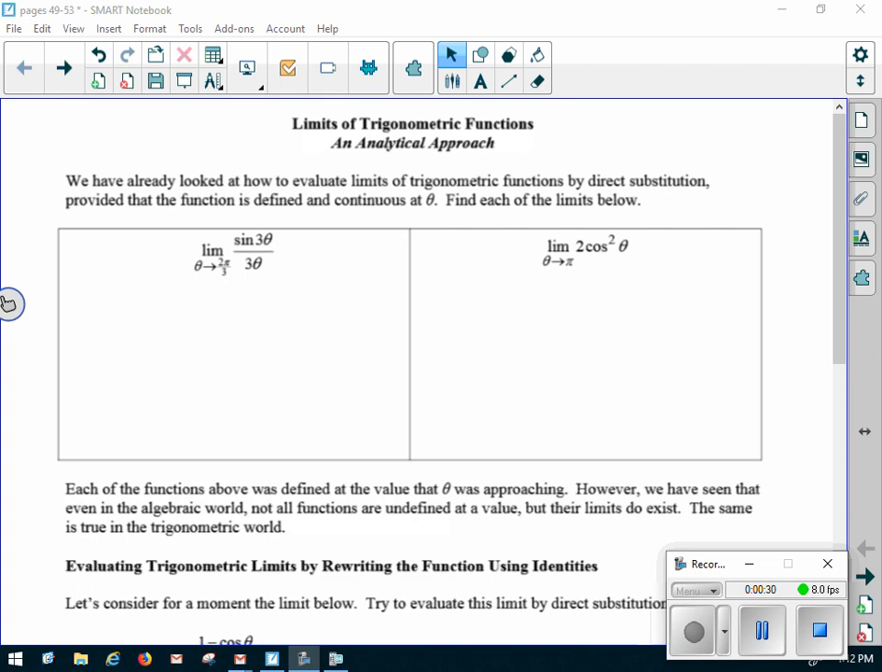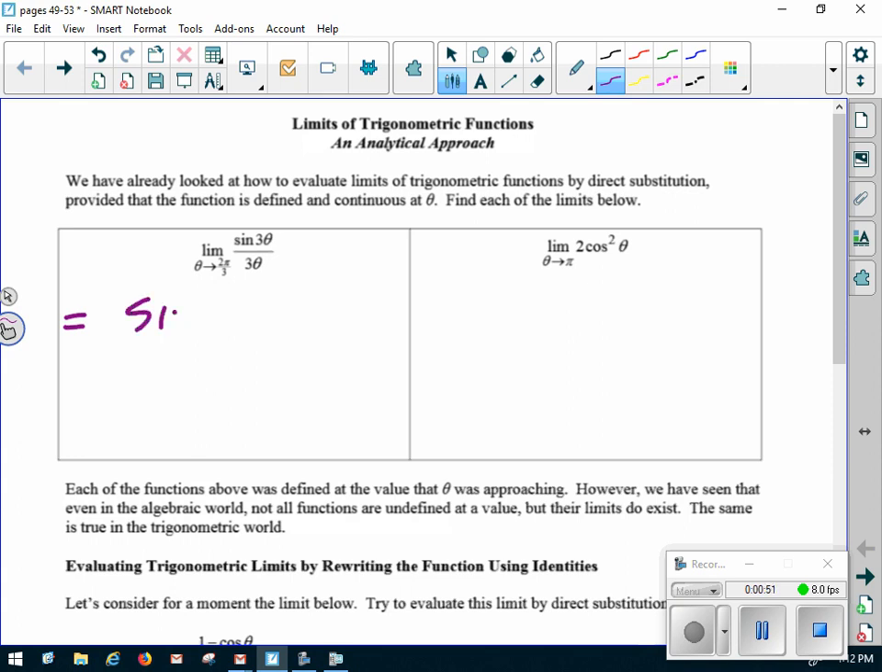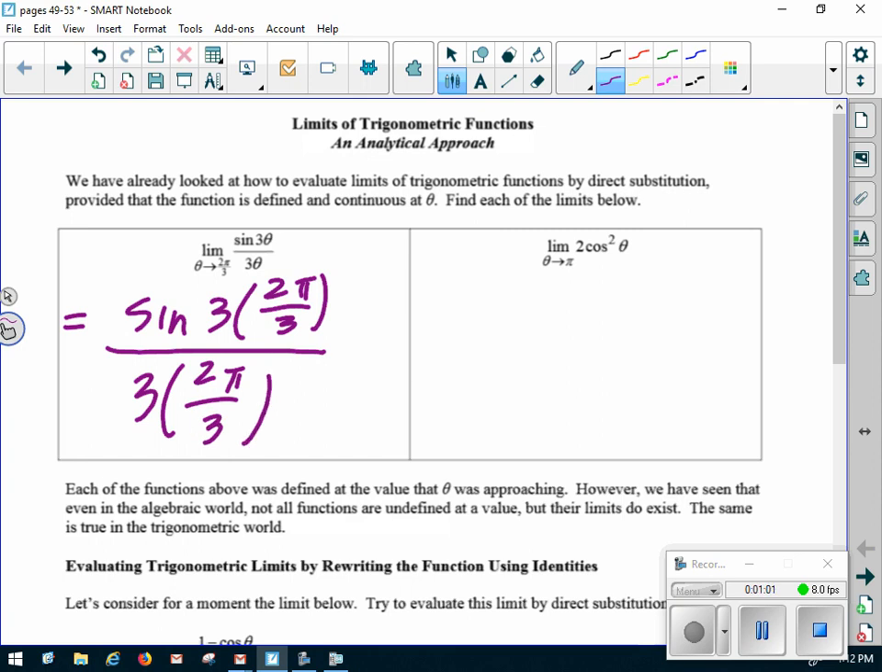We have already looked at how to evaluate limits of trig functions by direct substitution, provided the function is defined and continuous at theta. So let's find these limits. Now remember, be careful how you write. This is going to be the sine of 3 times 2 pi over 3, divided by 3 times 2 pi over 3. Obviously we're not going to get 0 in the denominator, so that's a good thing.